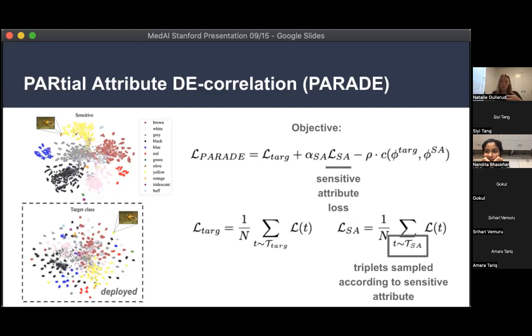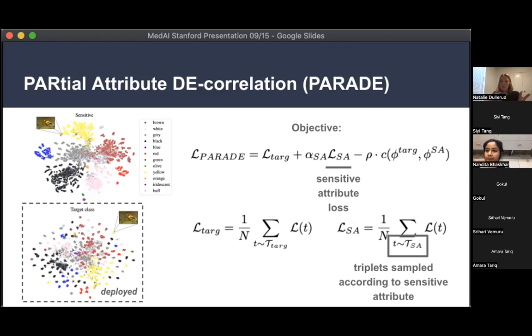So for example, instead of a triplet containing an anchor, a positive sample, and a negative sample with respect to target class, the triplet that's sampled will contain an anchor, a positive sample, where the sample has the same protected attribute value as the anchor, and a negative sample where the negative sample has a different protected attribute than the anchor.